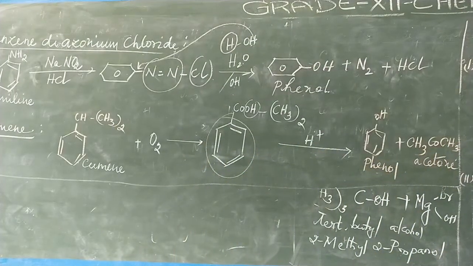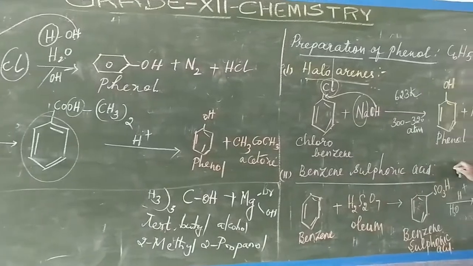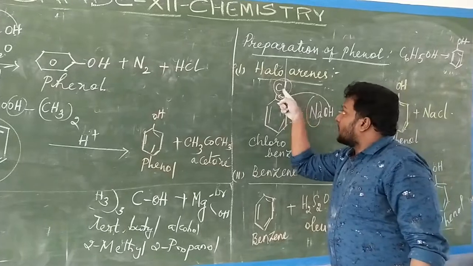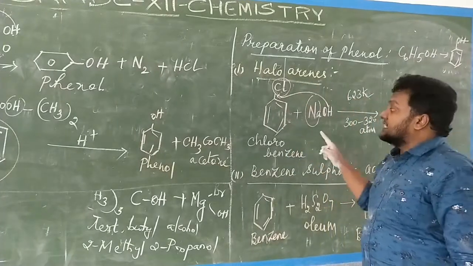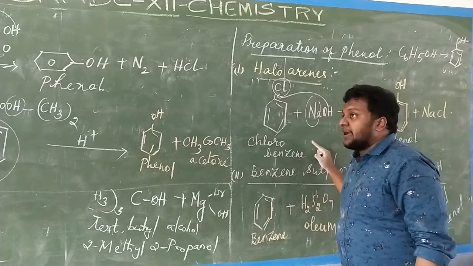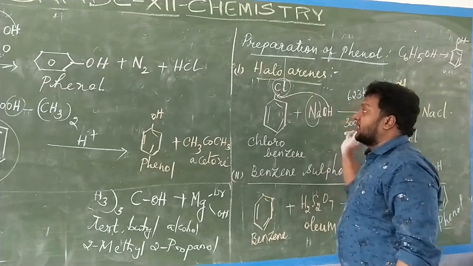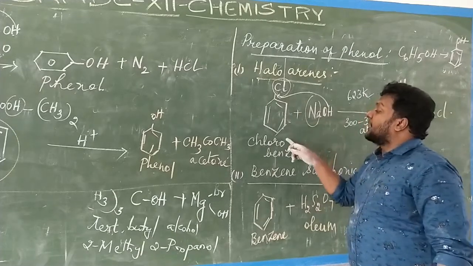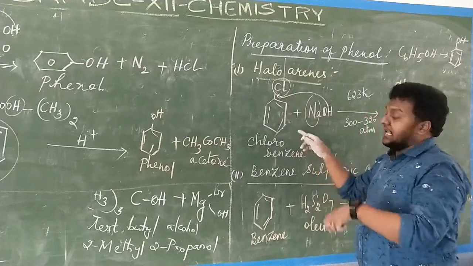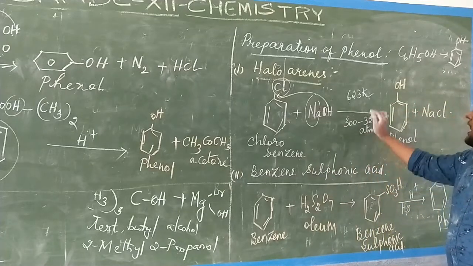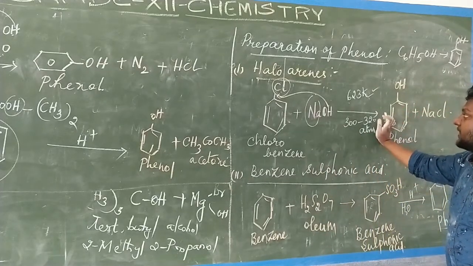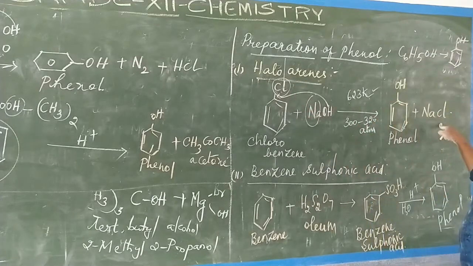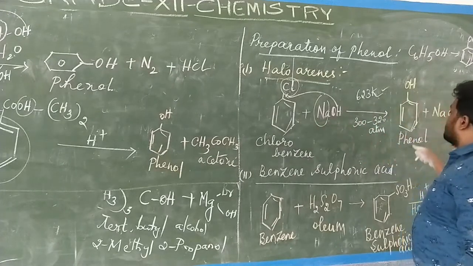So totally, how many reactions in the preparation of phenol? Again we revise. Preparation of phenol from haloarenes: benzene with halogen, chlorobenzene. Halogens are chlorine and the arenes are the benzene ring, C6H6; when hydrogen is substituted we get C6H5Cl. Benzene with Cl, sodium hydroxide, and we maintain a temperature of about 623 Kelvin at 300 to 320 atmospheric pressure. Then NaCl is removed as a byproduct and benzene with OH, phenol, is produced.